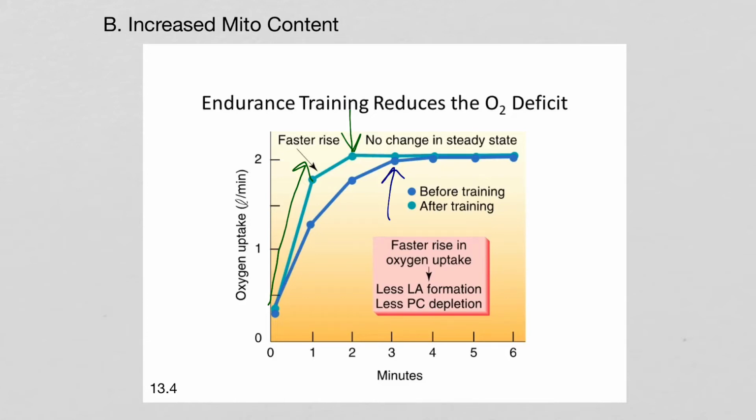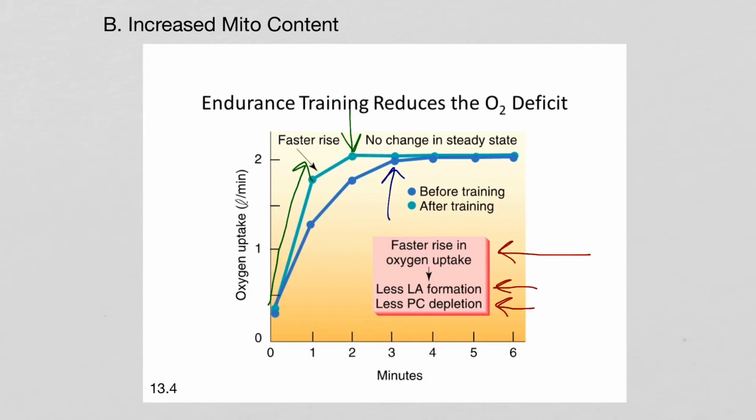So how does this improve performance? Well, if we look at the little pink box here, the effect is, of course, you get this faster rise in oxygen uptake, and then because of that, you rely less on glycolysis. Why? Because now we're relying more on oxidative phosphorylation, right? You have a lower oxygen deficit. And when there's less reliance on glycolysis, you'll have less lactate formation. And if there's less reliance on creatine kinase reaction, you'll have less phosphocreatine depletion.